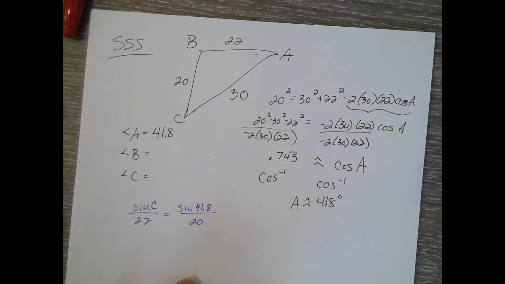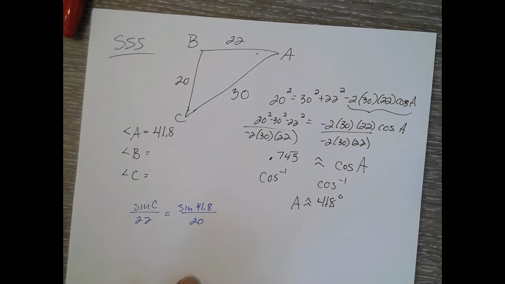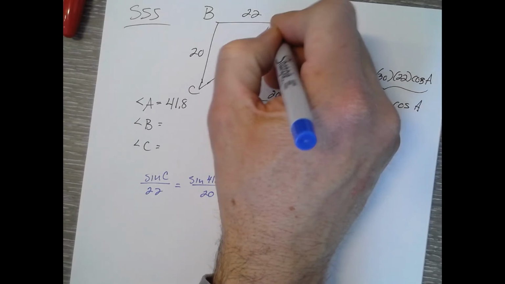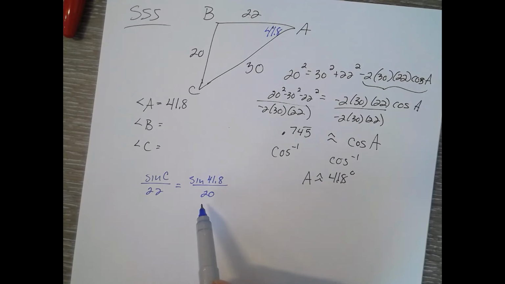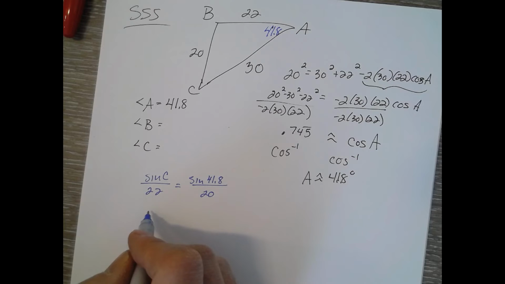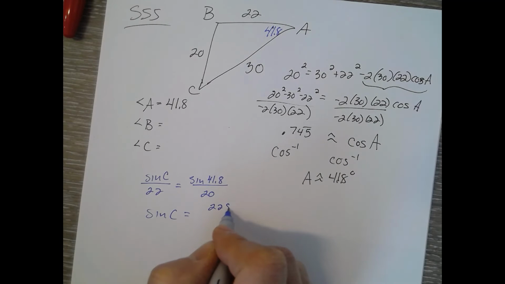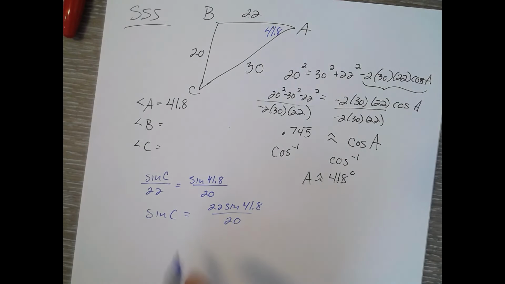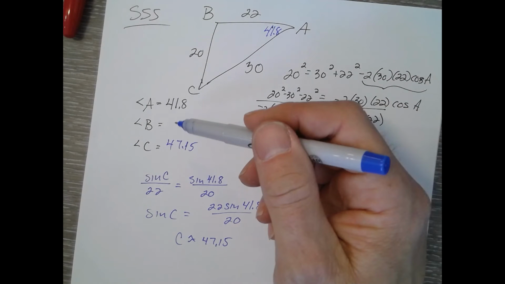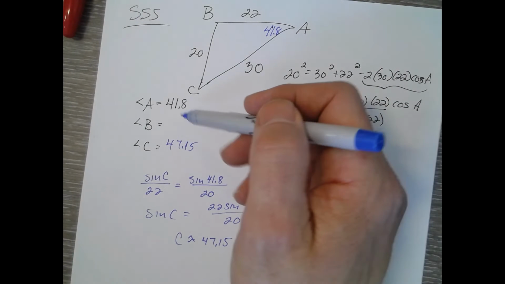All right, so we have sine of C over 22 equals the sine of 41.8 over 20. So we can cross multiply: sine of C equals 22 sine of 41.8 divided by 20. Inverse sine, so C is, I got 47.15. Is that what you're getting? Good, 47.15. And you could do law of sines, law of cosines, or just do 180 minus those two to find B.